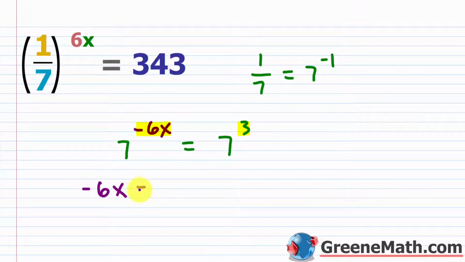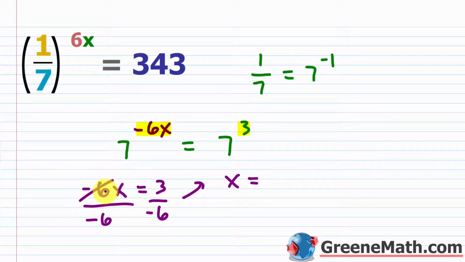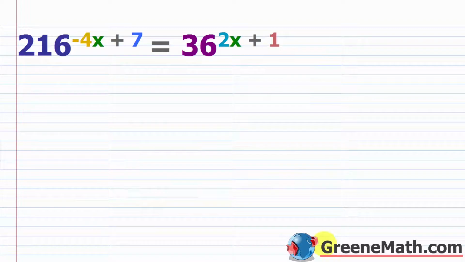So negative 6x equals 3. Divide both sides by negative 6, and we're going to get that x is equal to what? This cancels, and 3 over negative 6 is a half, and you've got that negative there, so it's negative 1/2 as your answer. All right, let's look at one that involves a little bit more work.